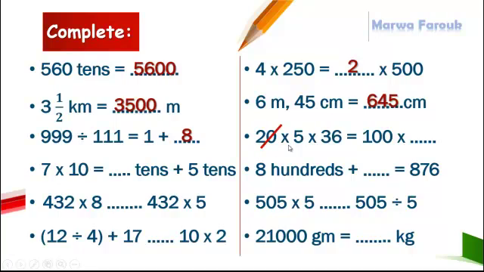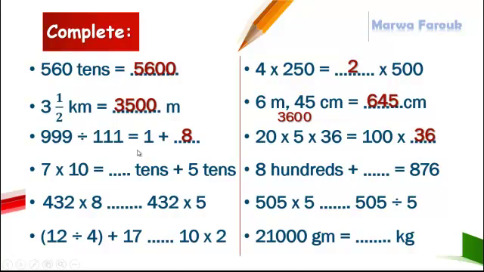Now I have 2 times 5 equal 10. And 10 times 36 equal 360. I will put it here beside the 0. So we got 3600. 3600 equal 100 times what? I will cancel zeros together, so the left will be 36.